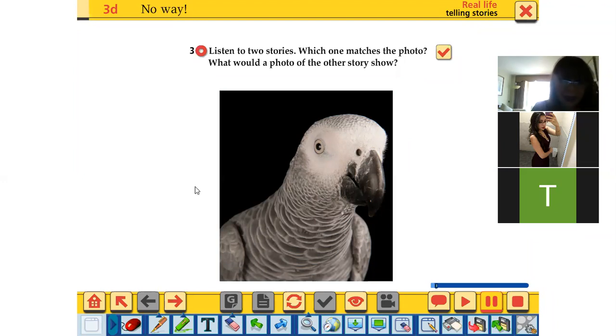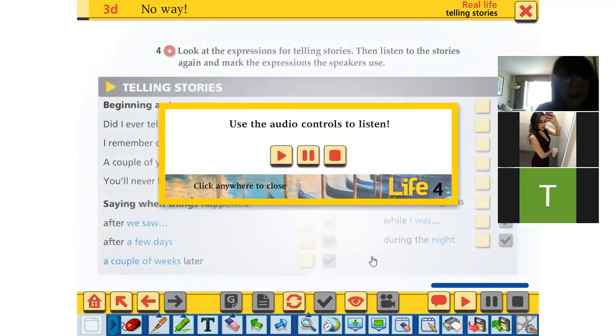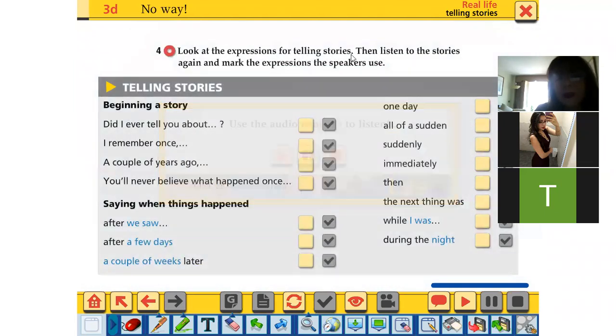According to the next exercise that has to do with this story, it says here, look at the expressions for telling stories, these expressions that we have here. Listen to the stories again. We just listened to the stories twice, so we're not going to listen to it again. We're going to mark the expressions that the speakers use. For example, when you begin a story, how did they begin the story? Do you remember? A couple of years ago. Yes, this is correct.